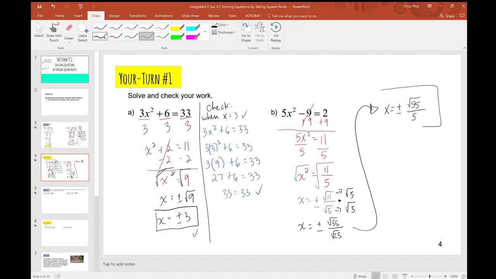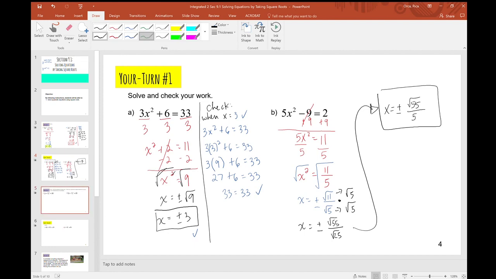And that's our answer. Don't make the mistake of reducing the 55 and 5. They're not like terms. The square root of 55 is not a whole number, so the square root of 55 over 5 isn't the square root of 11. Don't make that mistake. Don't cross them out. Leave them as is.